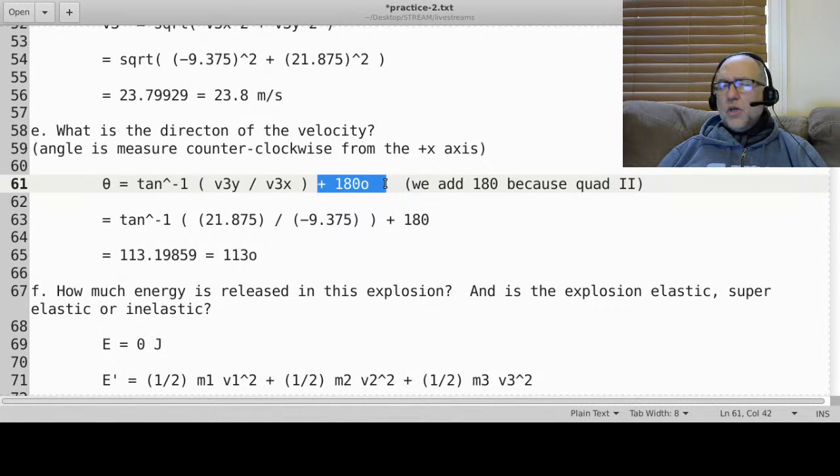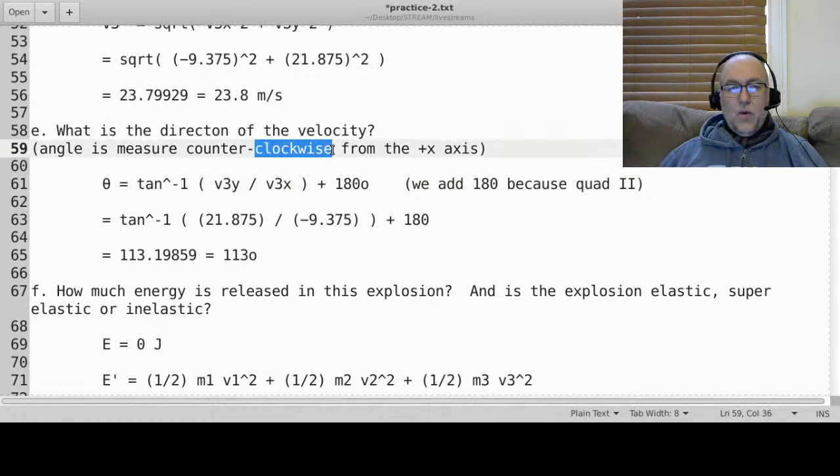In quadrant 4, you can optionally add 360. If you don't, you're going to get a negative angle, and it's actually the right answer. But then you have to think of the negative as being measured clockwise. So if an angle is positive, you're measuring it counterclockwise, and if it's negative, it's measured clockwise from the plus x-axis.